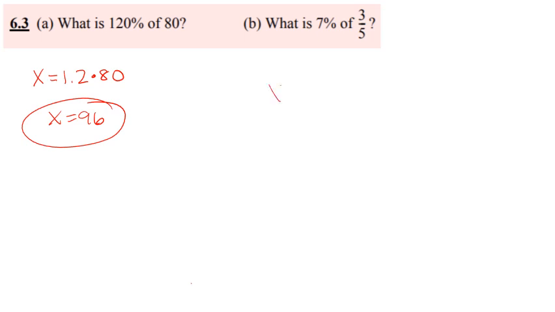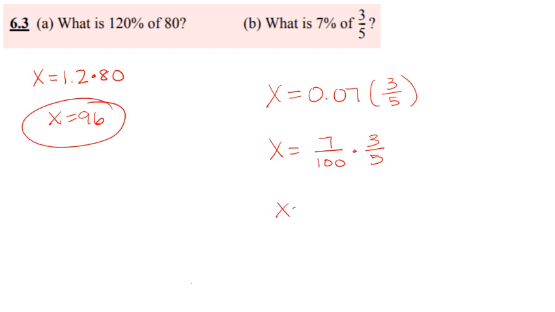Okay, next one. What is 7% of 3/5? So there's several ways you can do this one. I'm going to do it with fractions. So 7/100 is 7 over 100 times 3/5. And that's going to be 21 over 500. So here I showed my work because it's a little bit more complicated.